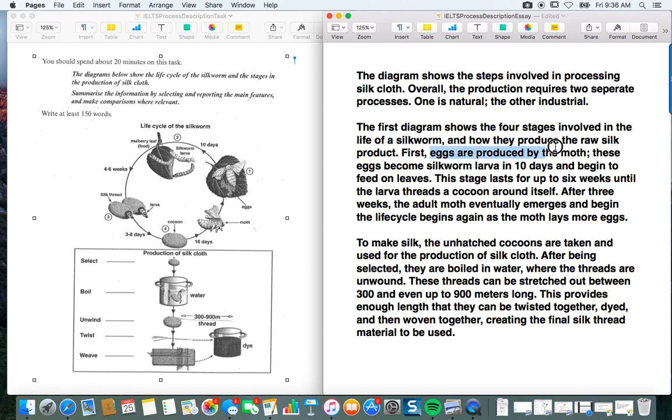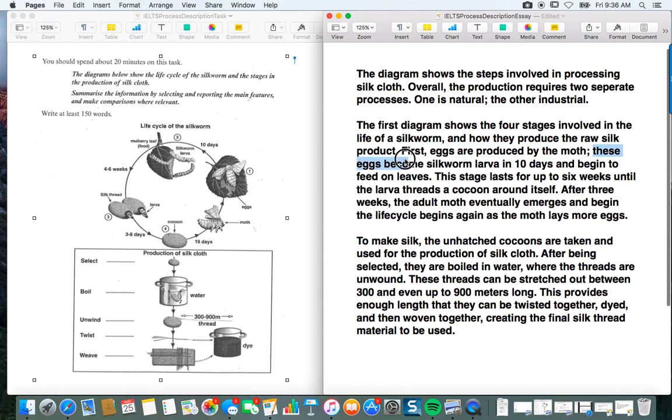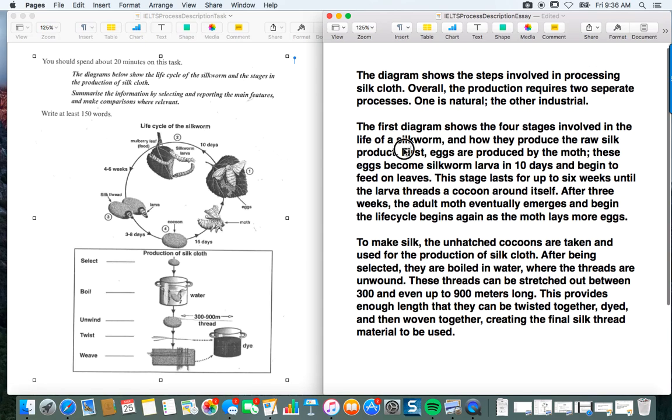First, eggs are produced by the moth. All right, fine. Simple, it stays like that. All right, so you've got the eggs produced by the moth. These eggs become silkworm larvae. All right, now, key point, connector. Don't just say second, but say these eggs. All right, key point, because now these two sentences are well connected.